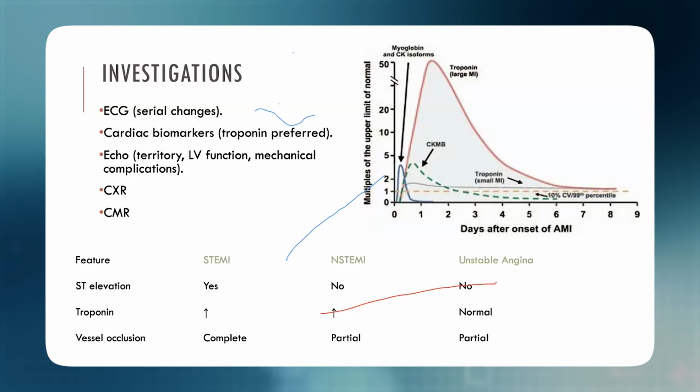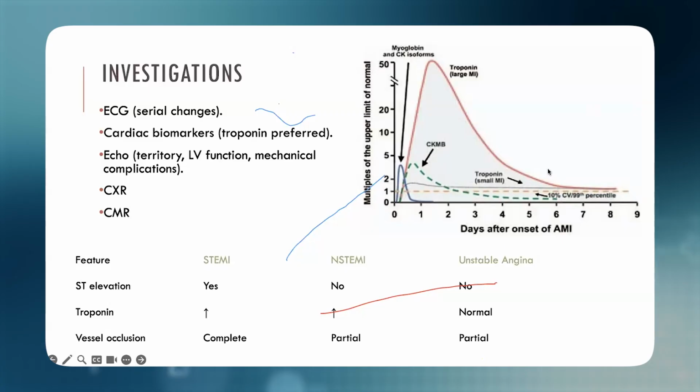But always remember, the first investigation that picks up any kind of myocardial infarction is CMR, cardiac magnetic resonance. But it is impractical for patients coming with chest pain to refer them for CMR, right? So for STEMI and unstable angina, we know ST elevation, troponin, and vessel occlusion. We just talked about it.